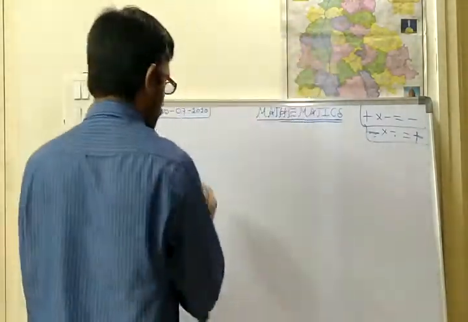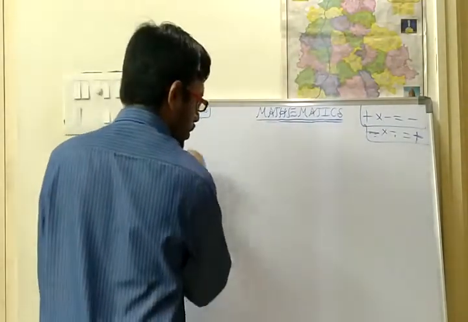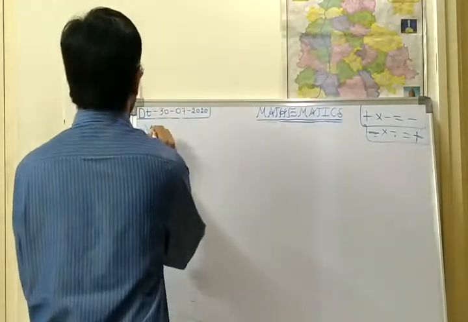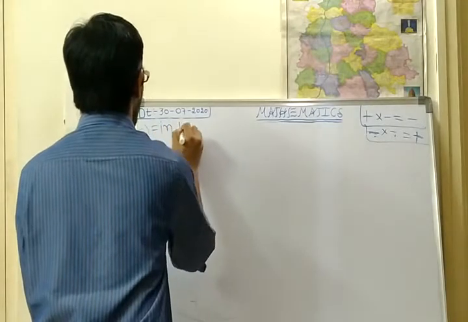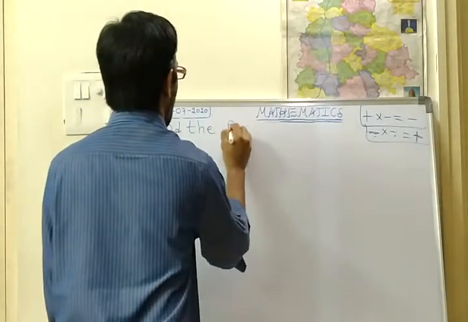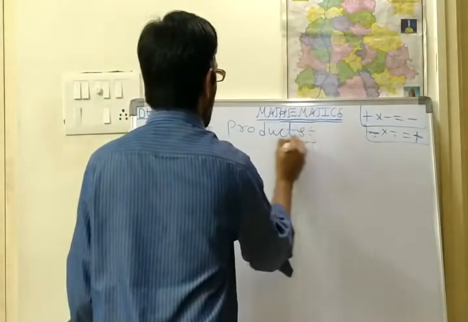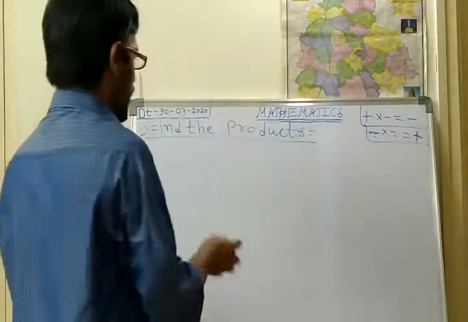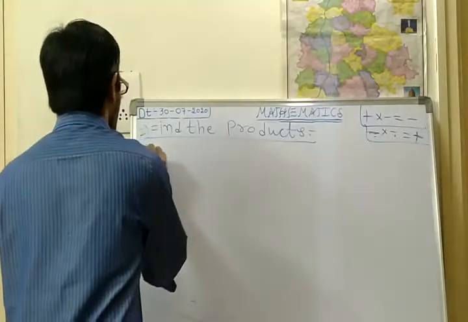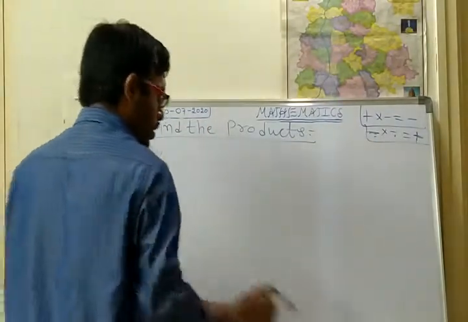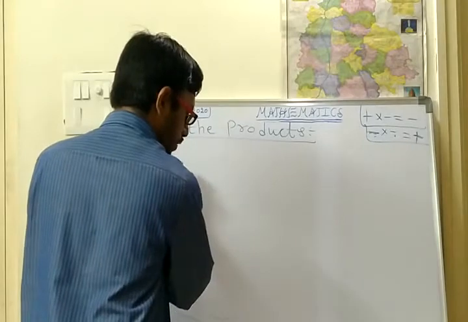In the next bit we shall see the second bit. Find each of the following products. So we have to find the products. Two or more negative integers and positive integers will be there, and you have to find the product. So how to find? See the first one.